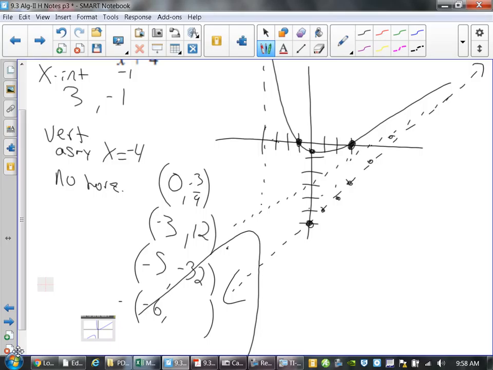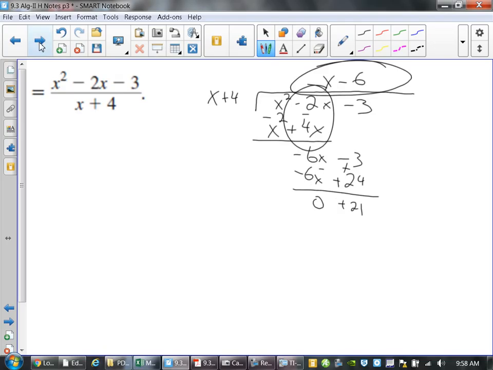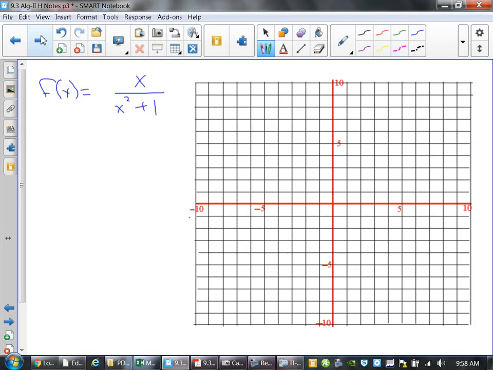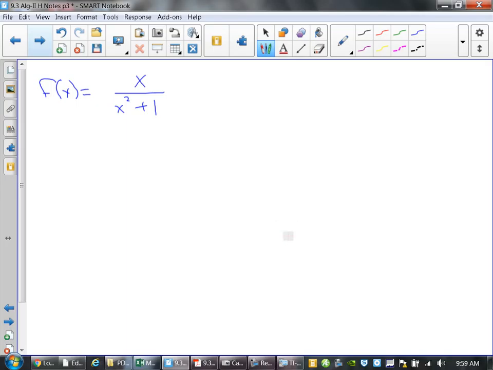We're doing the actual graphs today. I'm trying to get more of the ones that'll work a little bit cleaner for you. All right, let's try another one. Let's do x over x squared plus 1.